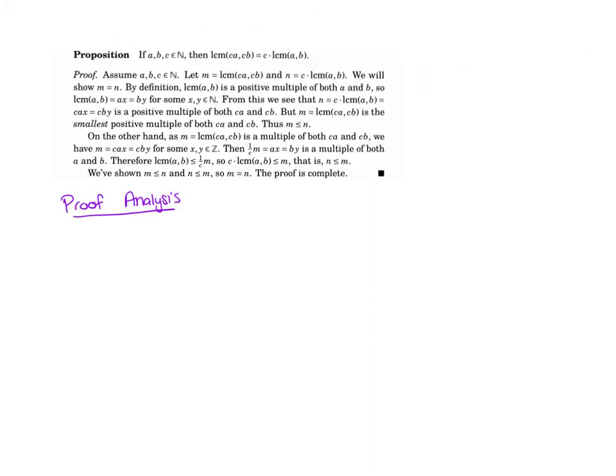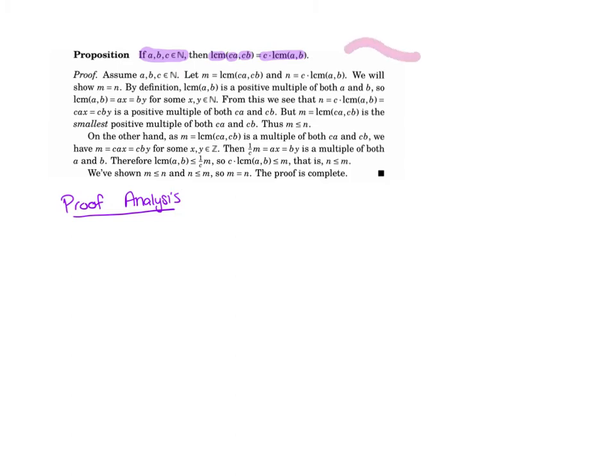Here I've presented a proposition and proof from the book, and I want us to go ahead and read through that and see what techniques they're using and how they're doing this. So what are they trying to prove here? We have three integers, so we've got a, b, and c. So natural numbers, so positive integers. And I want to show that if you have three positive integers, then the least common multiple of c times a and c times b is just c times the least common multiple of a and b.